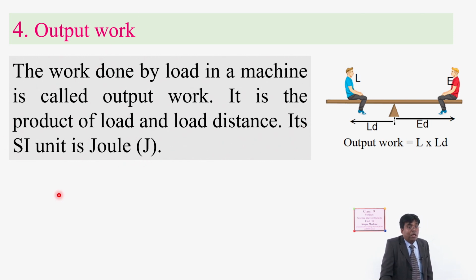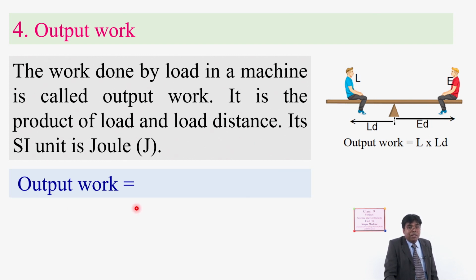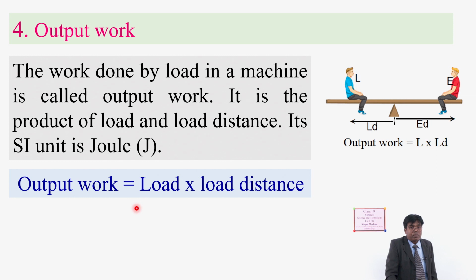Okay, so input work is work done in a machine, and output work is work done by the machine. So obviously we have to use some input to get output, and that's why output work may be less than input work. That I will explain later. Output work, again work is the product of force and distance. Load is your force and load distance is the distance.